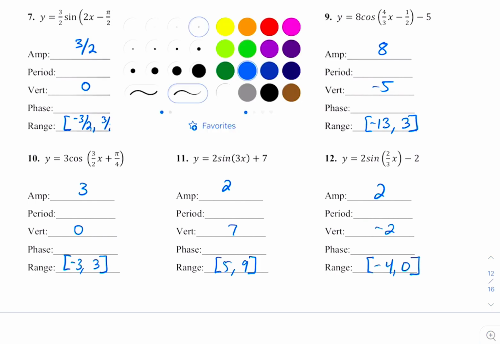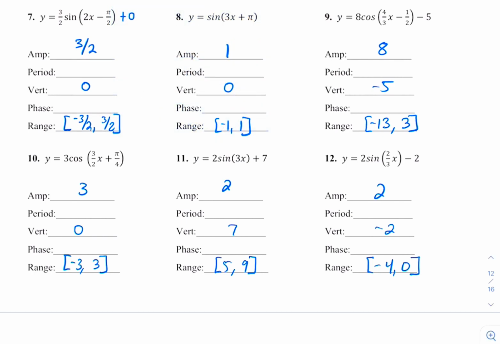All right, so next I'm going to work on my phase shift, so that's my h. But remember, if it's not factored, then we're going to have to factor first. So as I'm looking at these, 7, 8, 9, and 10, we're going to have to factor all of those. So I'm going to jump to 11 and 12.